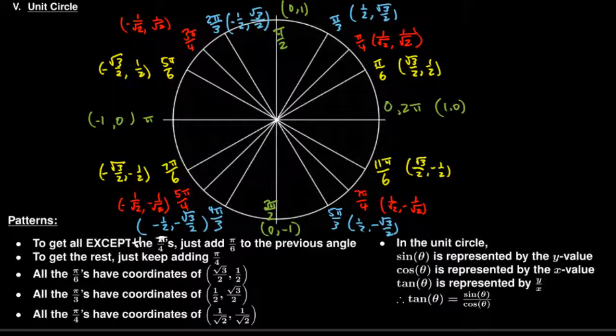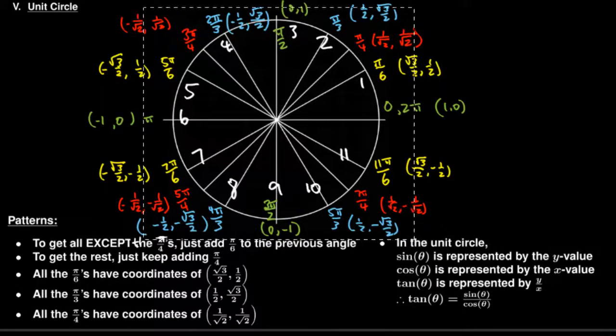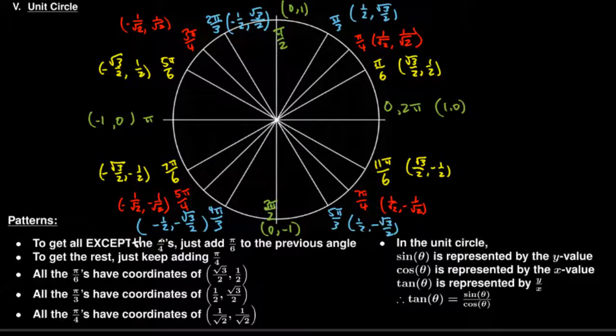Look, there's 1 pi over 6, 2 pi over 6, 3 pi over 6, 4 pi over 6, 5 pi over 6, 6 pi over 6, 7 pi over 6, 8 pi over 6, 9 pi over 6, 10 pi over 6, 11 pi over 6, 12 pi over 6, or 0. So that's gone. You can look at it like that. Certain things divide out. Cool. And just simplify.